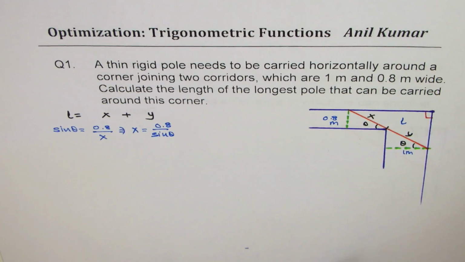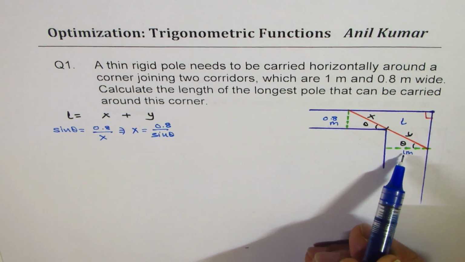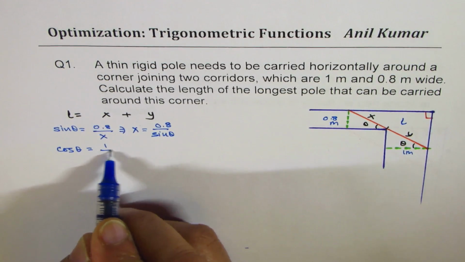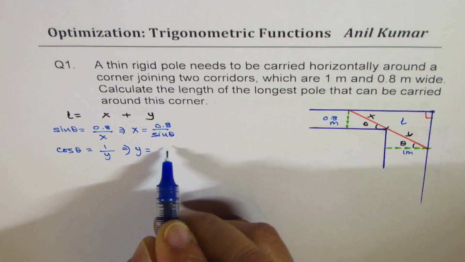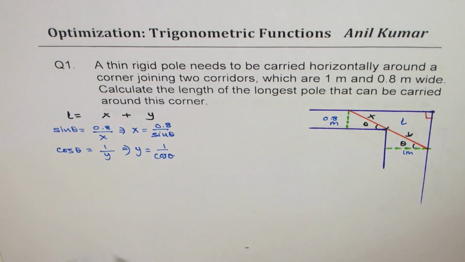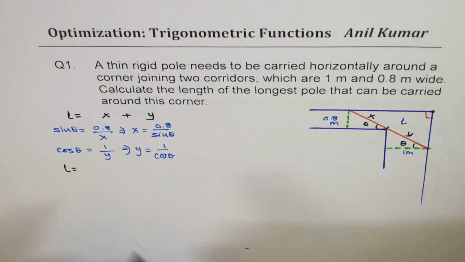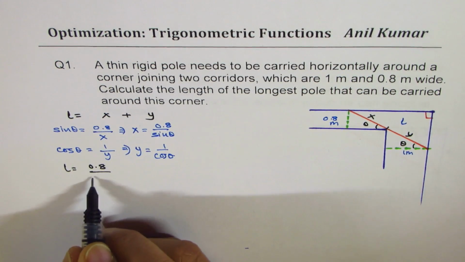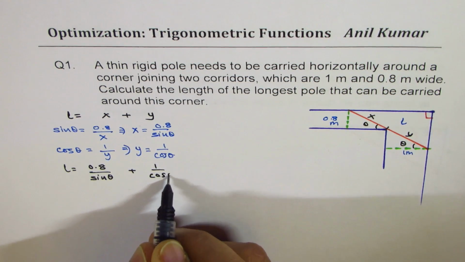Now similarly, in the smaller triangle we can write, since we are given the adjacent side, it's good to write in terms of cosine theta, correct? Which is 1 meter over y. So that gives you that y is equal to 1 over cos theta, correct? So now we can write what length L is in terms of sine and cosine. So L is 0.8 over sine theta plus 1 over cos theta.